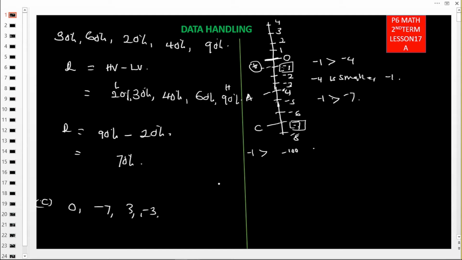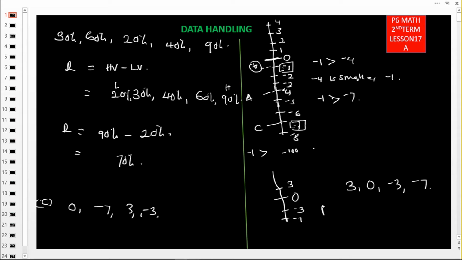So we have to use this idea to arrange these numbers here. If these are numbers, we can draw our ladder. So we start with the 0, then we go up 3 steps, then we have down 3 steps, negative, and so on. So we arrange them from the biggest. The biggest is going to be a 3, then 0, -3, and the last one is going to be -7.